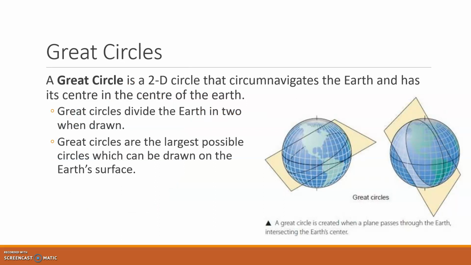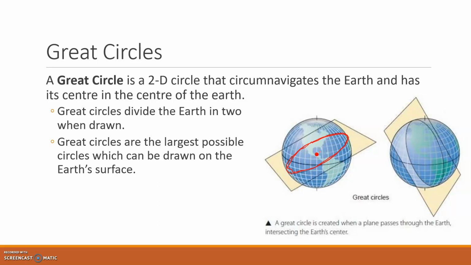Now, a great circle is a 2D circle that circumnavigates the Earth. So what I mean by that is it goes all the way around the Earth like this. The red one that I'm drawing right now is a great circle because it goes around the Earth and it is a circle. But for it to be a great circle, the center of the circle has to be in the center of the Earth as well. So in this one I've just drawn, the center that I've drawn in is the center of the circle, but it's the center of the sphere that the Earth is as well.